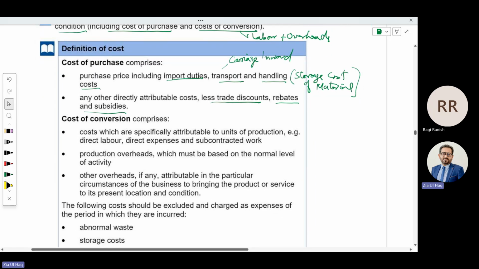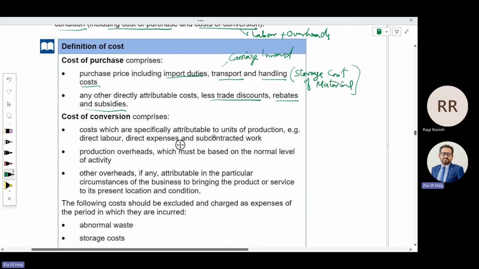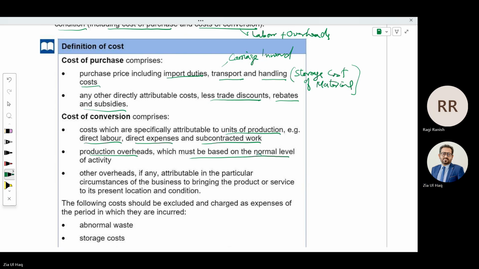Cost of conversion comprises costs which are specifically attributable to a unit of production, for example, direct labor, direct expenses, and subcontracted work. Production overheads, which must be based on the normal level of activity. Normal level of activity, what does that mean? We will cover that question later. But other attributable costs, you record that after the discount.